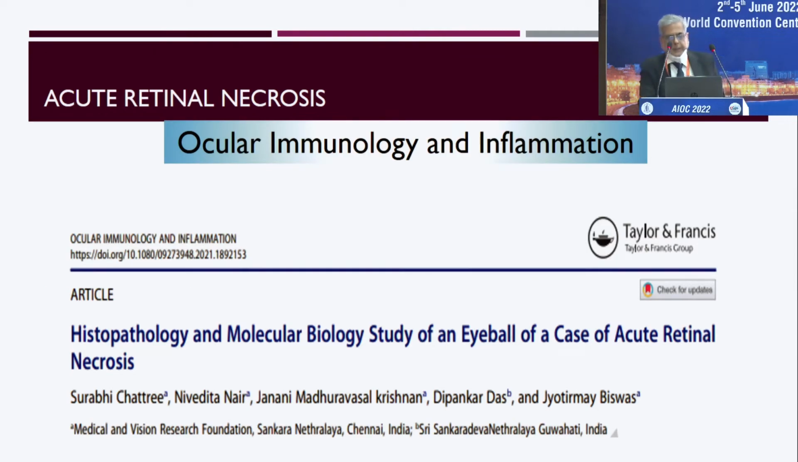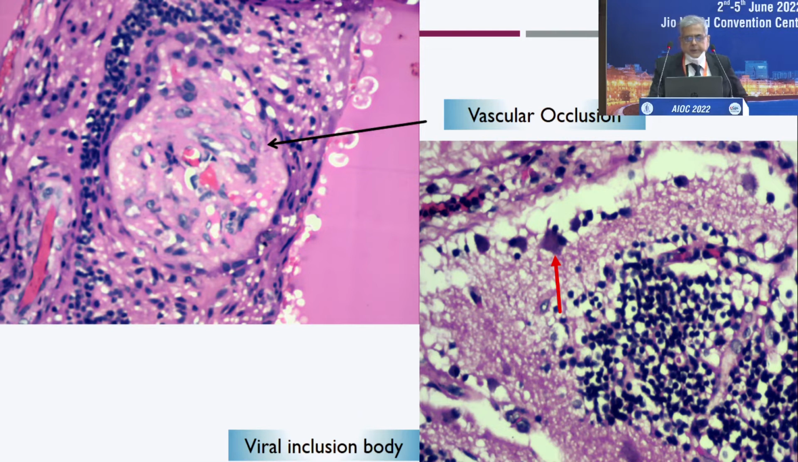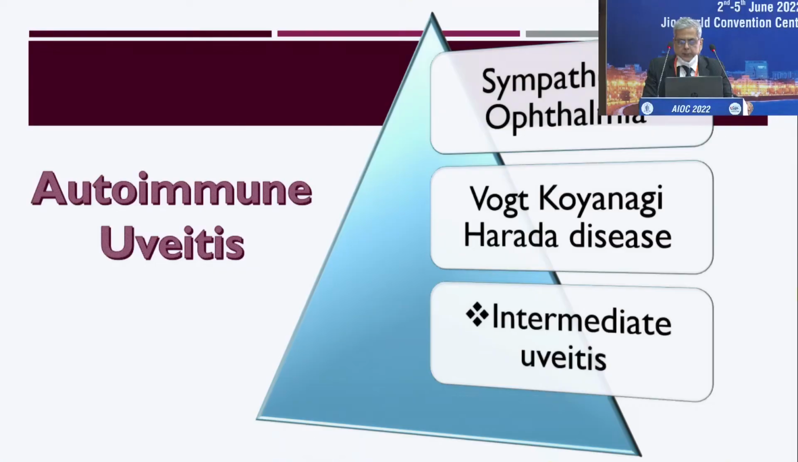We also studied the histopathology and molecular biologic study of an eyeball of a case of acute retinal necrosis, which is very rare, and we could see the retinal vasculitis with vascular occlusion, and in fact we could demonstrate the cells with inclusion bodies.